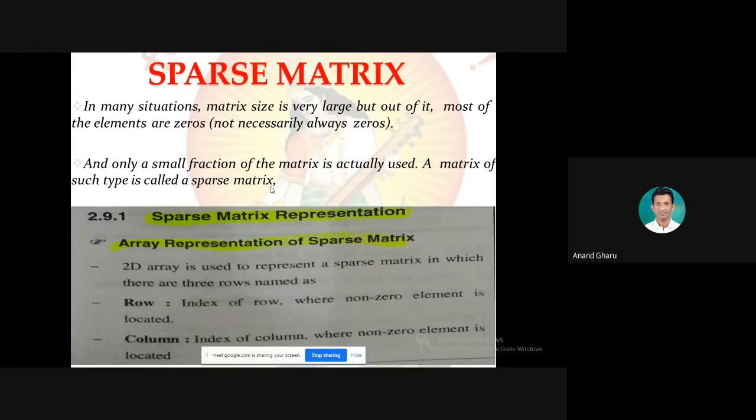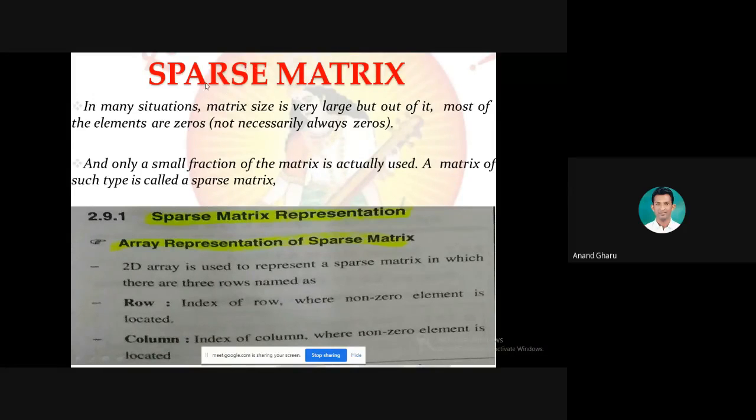What's the time? 3:13. Okay, last part of today's session, that is the sparse matrix. Okay, we have completed array, we have completed ordered list, we have completed single variable polynomial. But in single variable polynomial we have not seen operations of polynomial. So in the next session I will continue with the operations of the polynomial.